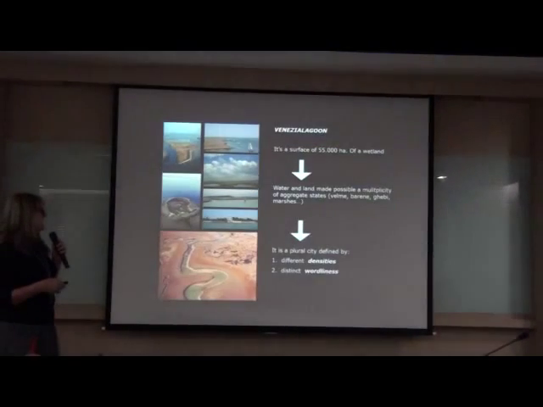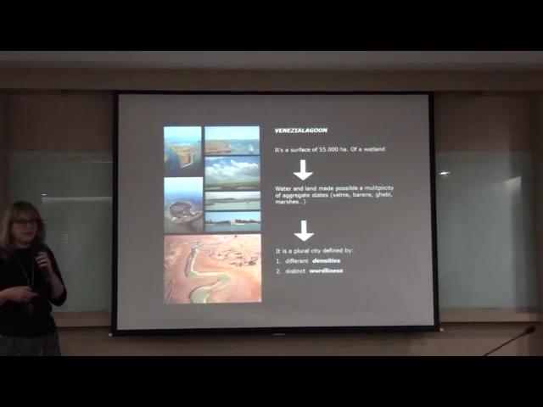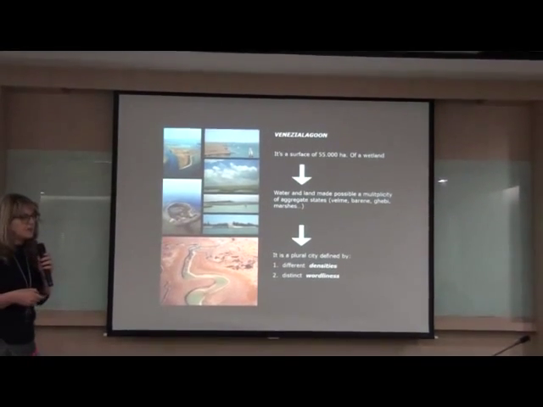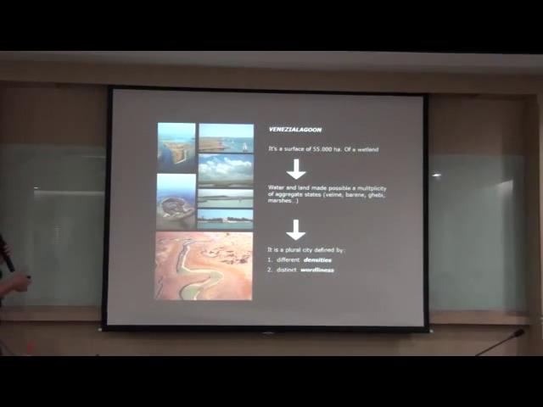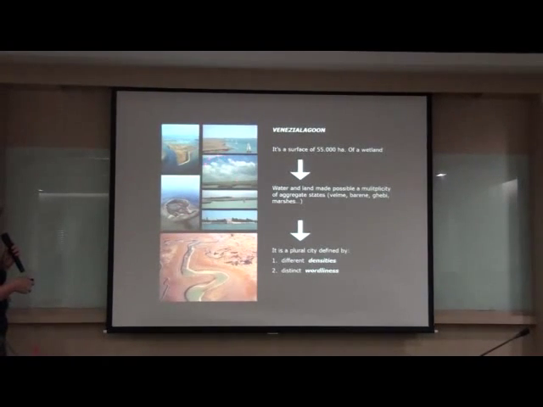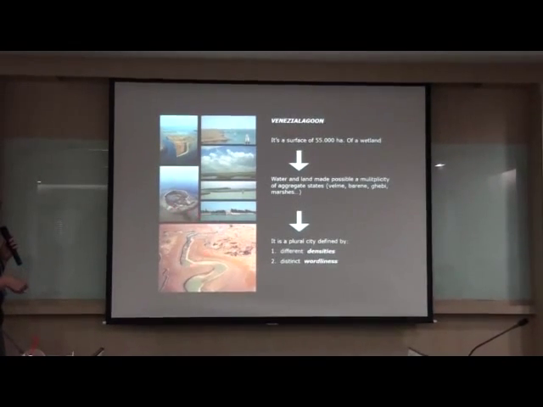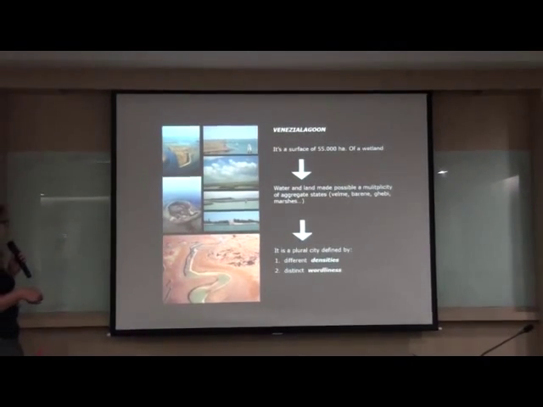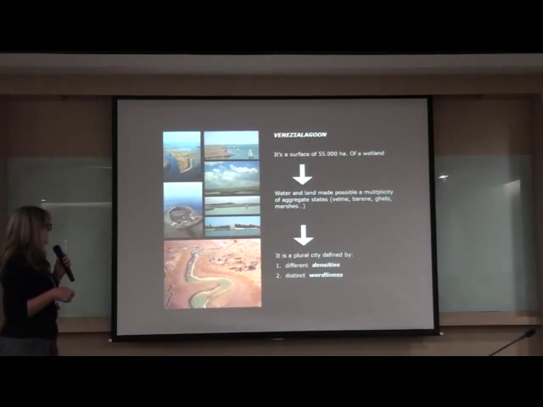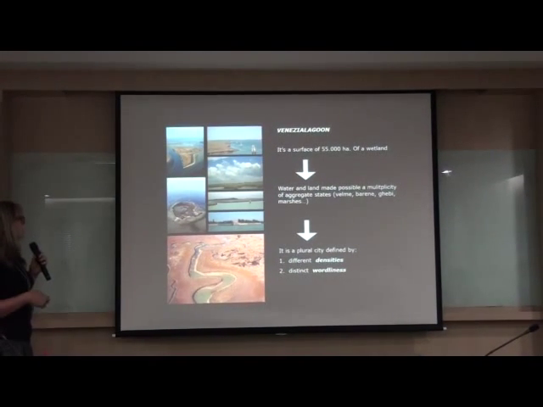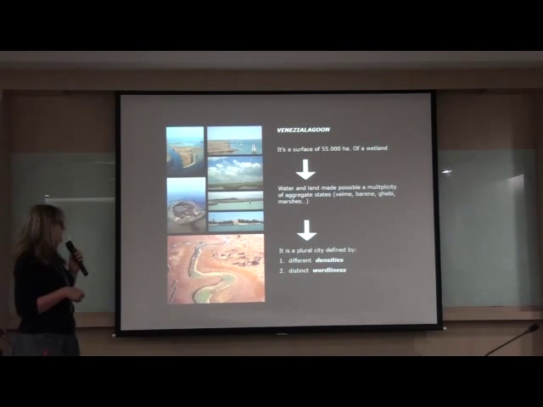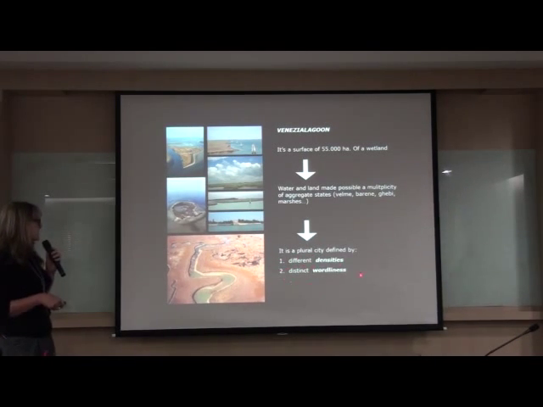The lagoon is a surface of 55,000 hectares of wetland, and the water made possible a lot of different biodiversity, but also some human interventions. The lagoon of Venice is a plural city that is defined by different densities and wordlines, like here, and this. So you see, it's a system.